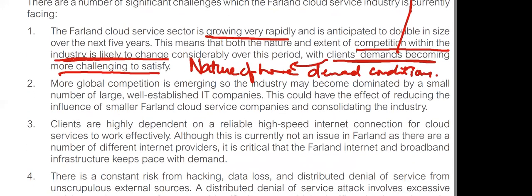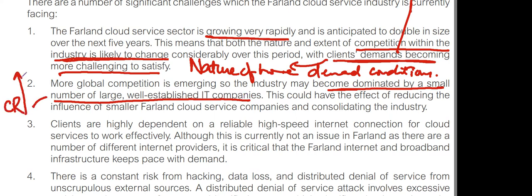Then you're also told that more global competition is emerging. So the industry may be dominated by a small number of large, well-established IT companies. Now that is going to increase the degree of competitive rivalry.